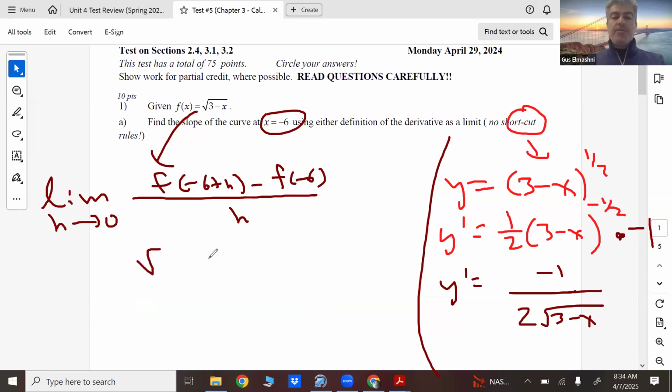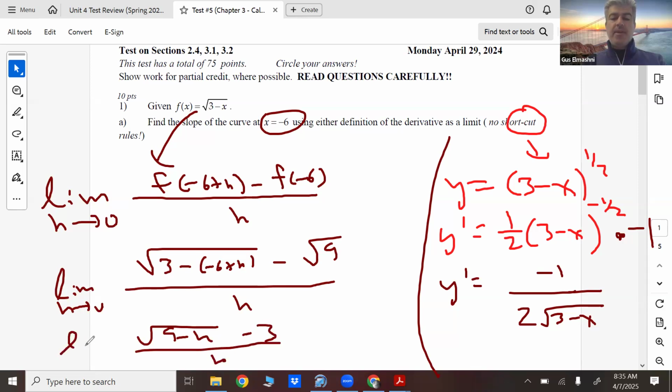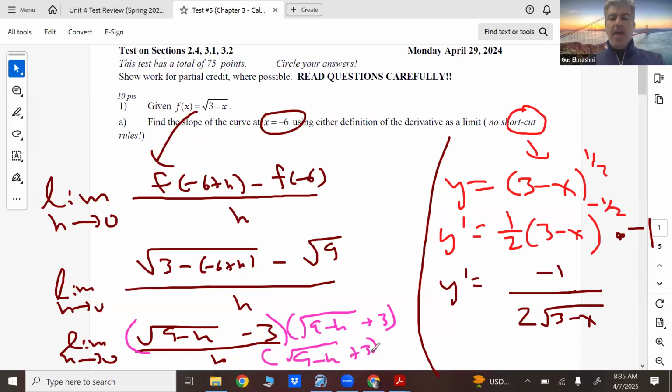I would do root 3 minus -6 plus h, minus f of -6, which is root 9. And then what happens up top? It becomes 9 minus h, right? Minus 3. Do you guys remember what to do after that? Conjugate, right? I don't know why I'm screwing up the alternative definition, but it's all right. We'll just do it this way. And then you just clean it up.